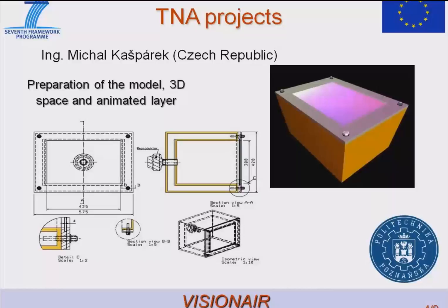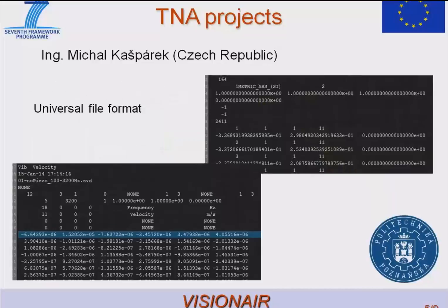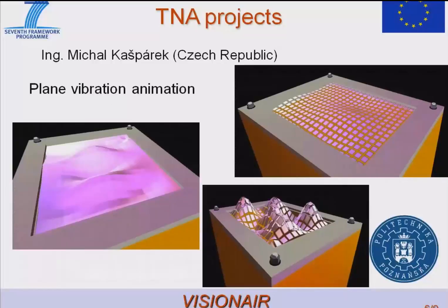In this picture we see a model of this box with glass. On the lower level is connected a speaker which generates some frequencies. This is a view of this specific universal file format. This file was generated from the vibrometer. Here we can see the effect of the visualization, and the amplitude was amplified because we want to see every point on the glass, how the glass vibrates.